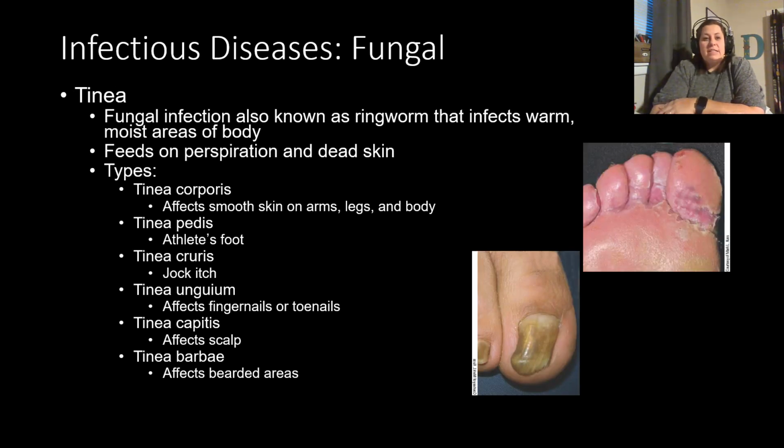Fungal infections like Tinea, or fungal infections known as ringworm, tend to infect warm, moist areas of your body. They like to feed on that sweat, that perspiration that we have, and also dead skin cells. There are different types and they get named based on their location. So we have Tinea corporis. This is going to affect smooth skin on the arms, legs, and body, the body itself.